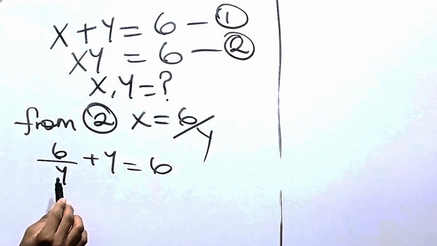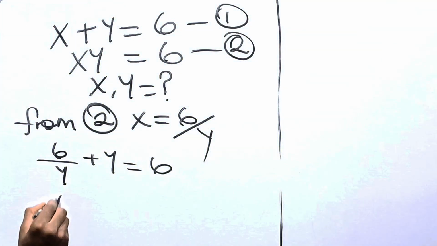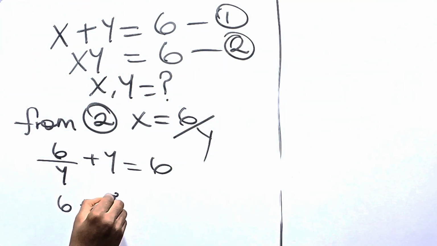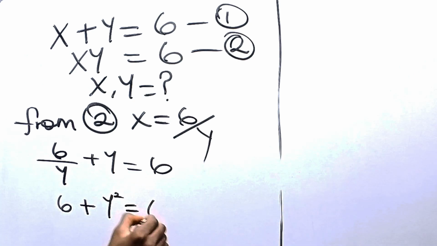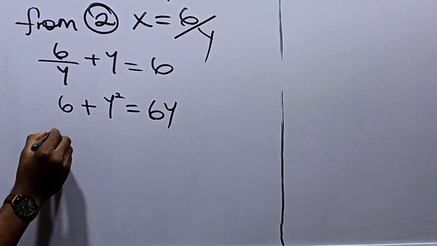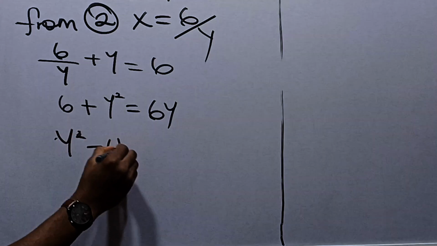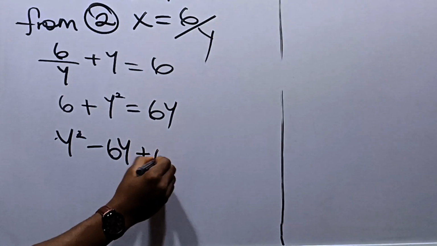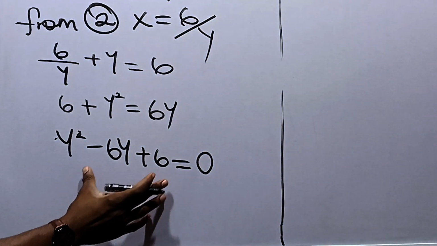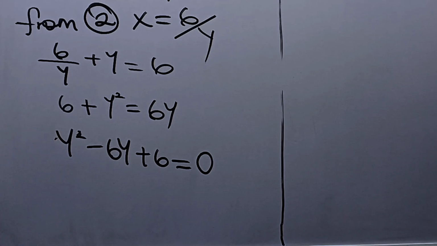Now multiplying each term here by y, we have y times 6 over y is 6, plus y times y is y squared, is equal to 6 times y is 6y. Okay, from here we now have that y squared minus 6y plus 6 is equal to 0. This is the full equation. Now we're going to solve this equation using the quadratic formula.